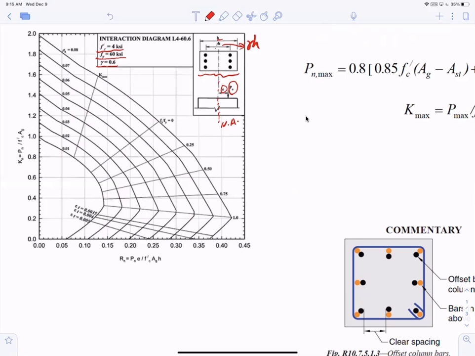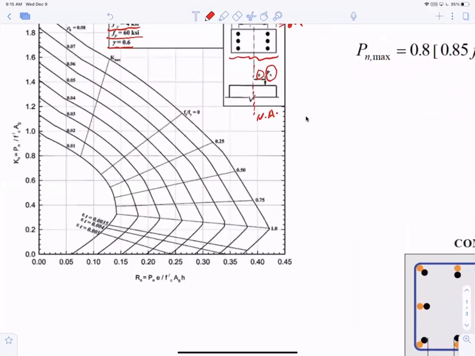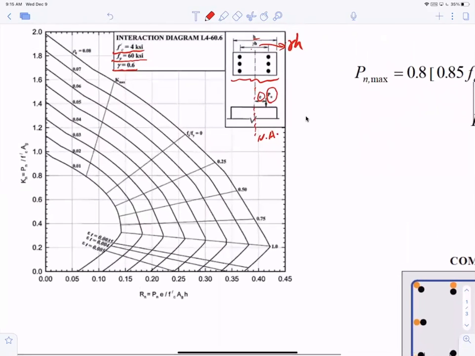Now let's take an even more detailed look at these figures. Going to this figure first, you see this x-axis, right? That is Rn, which is called the moment coefficient, the moment resistance coefficient.